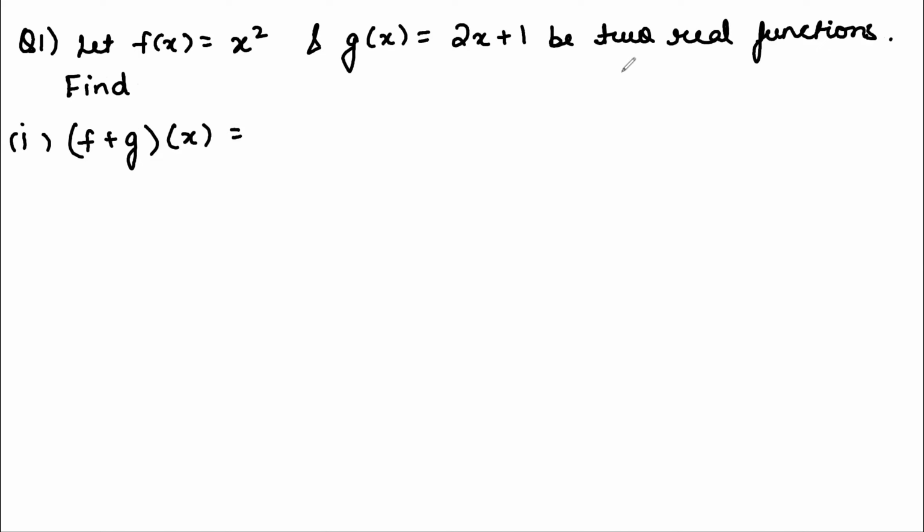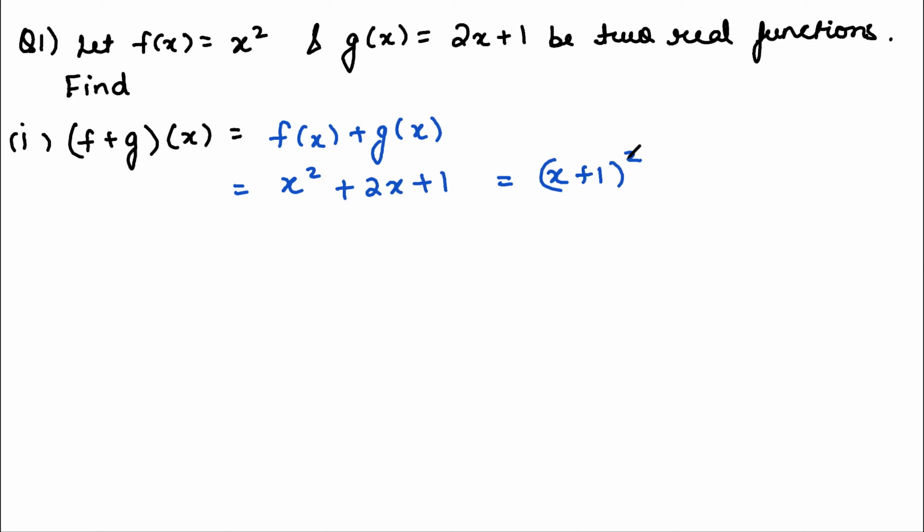So now, if you have to find f plus g of x, so according to the definition, it should be f of x plus g of x, right? So f of x is already given to us and g of x is also given to us. So you can see f plus g of x is x square plus 2x plus 1. So this is what you will have as f plus g of x.